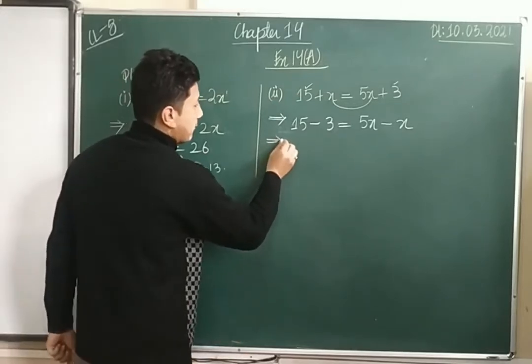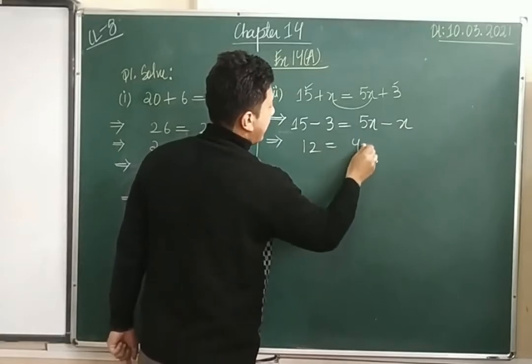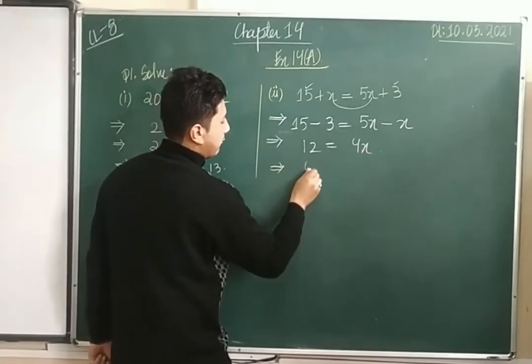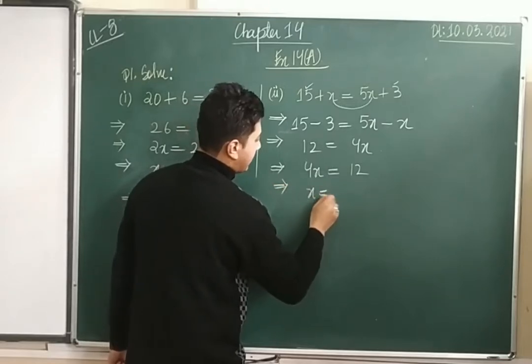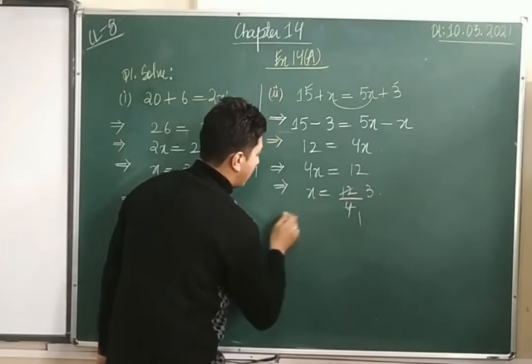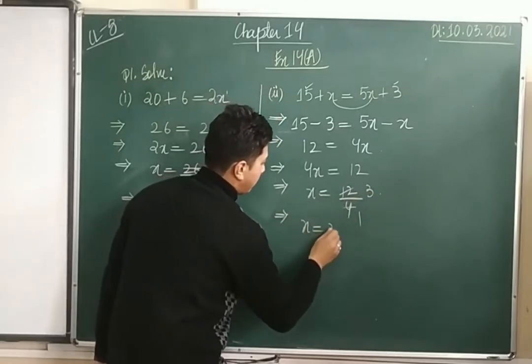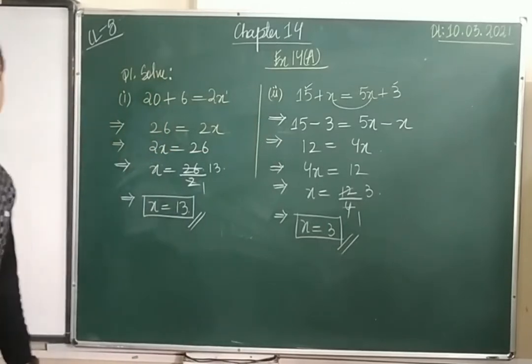So 15 minus 3, we know it, 12, and this is 4x. So 4x is equal to 12, which will give me x is equal to 12 by 4. 4 1s are 4, 4 3s are 12. So x is equal to 3. So please pause the video and make a note of it.